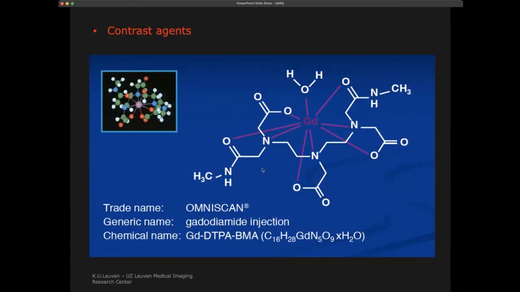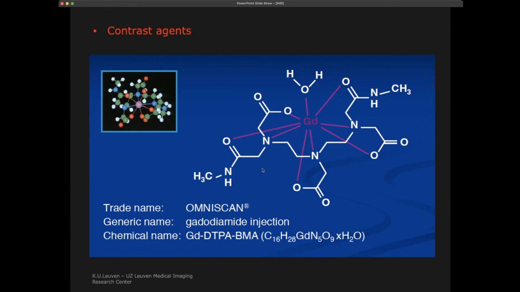Now we can also do this in a different way, by using contrast agents. Just like we did with CT, where we use contrast agents that we bring into the bloodstream in order to highlight the blood, which in CT normally is not absorbing X-rays.